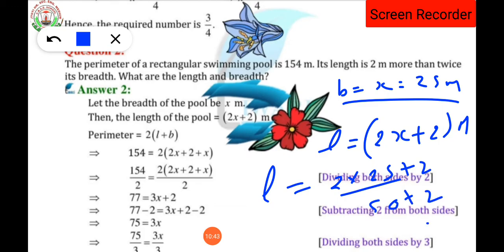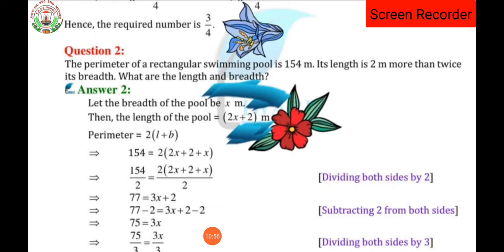50 plus 2 will be 52 meter. So what is the breadth value we are having, student? That is 52 meter. So have you understood how to solve the question? I had explained you the solution of how to solve. So here is the solution again given on the screen.